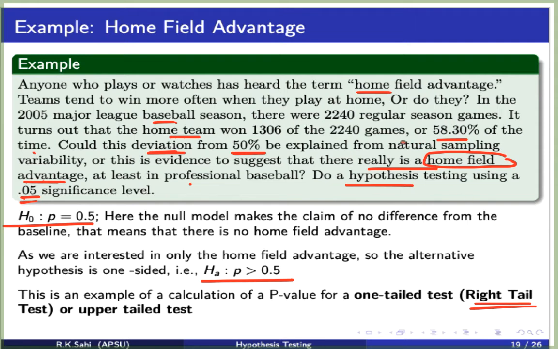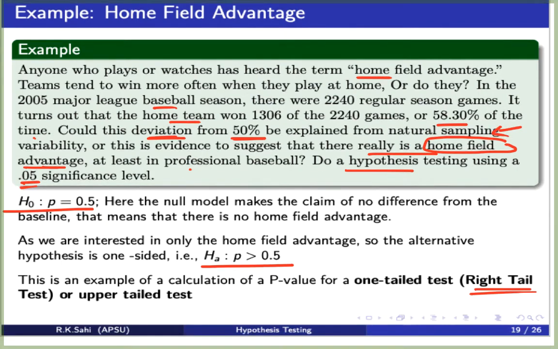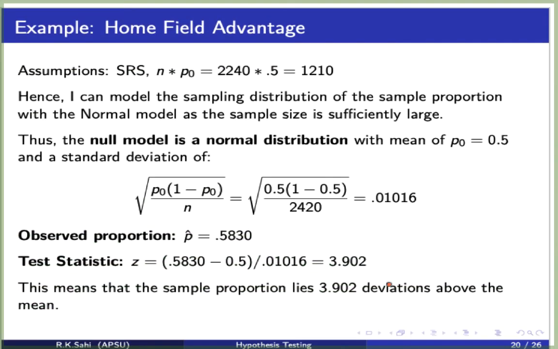It is random sampling. Great. Natural sampling tells us it's a simple random sample. Great. We get that out. And then we have to check n times p0, which gives us 1,120. It's a big number. Good to go. So that means we can model the sampling distribution of the sample proportion with the normal model, as the sample size is large. Now, this null model: remember we're trying to test the null hypothesis, so that's why we call it the null model. Okay, so the null model has a mean of 0.5 and a standard deviation from the math.